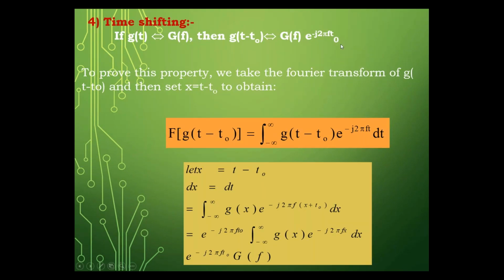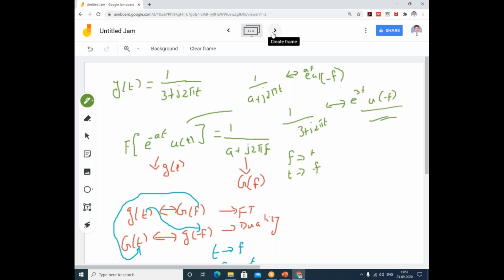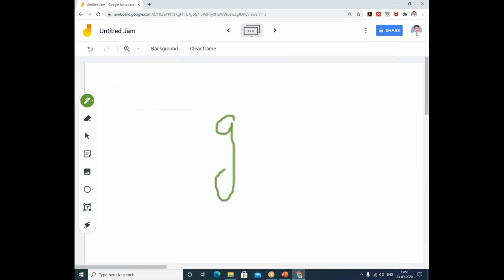I'm going to prove this property very easily. Now see, we know the Fourier transform of... I'm going to take another 5 minutes after deriving this derivation. I'm going to stop the class today. Please bear with me for another 5 minutes.